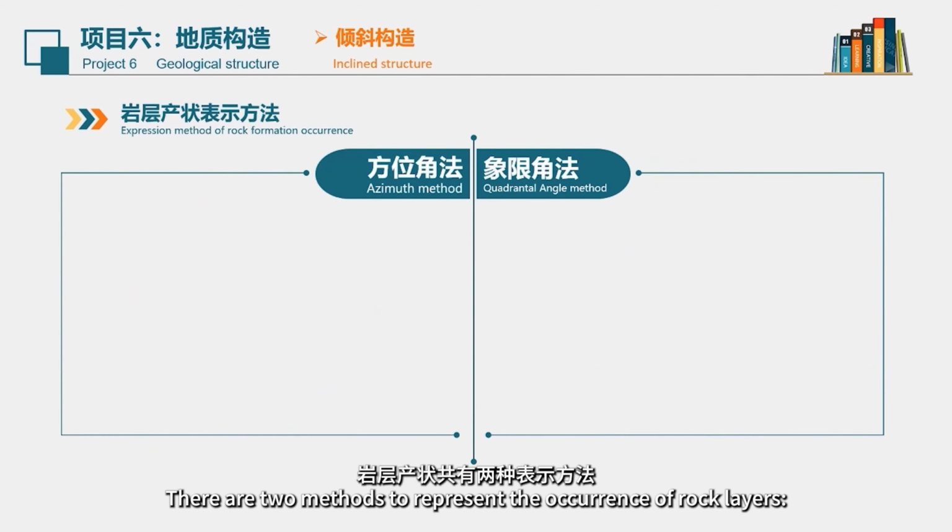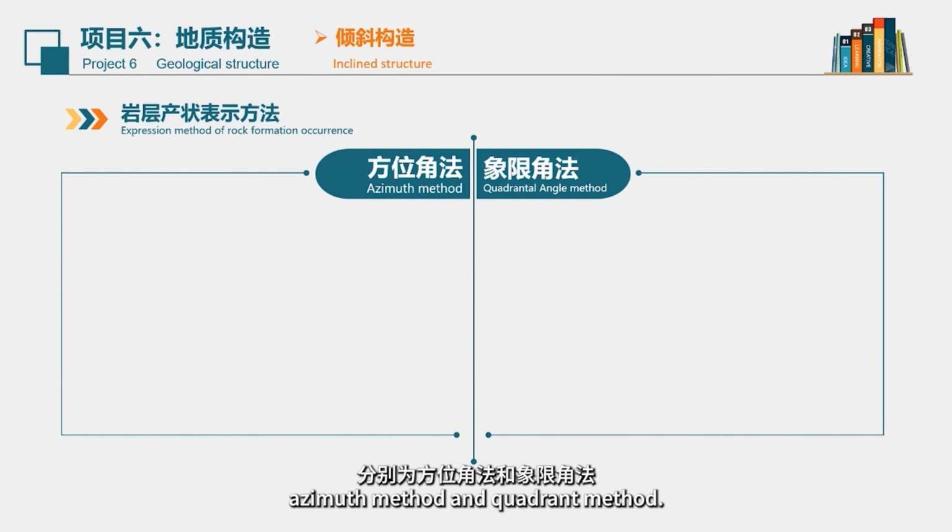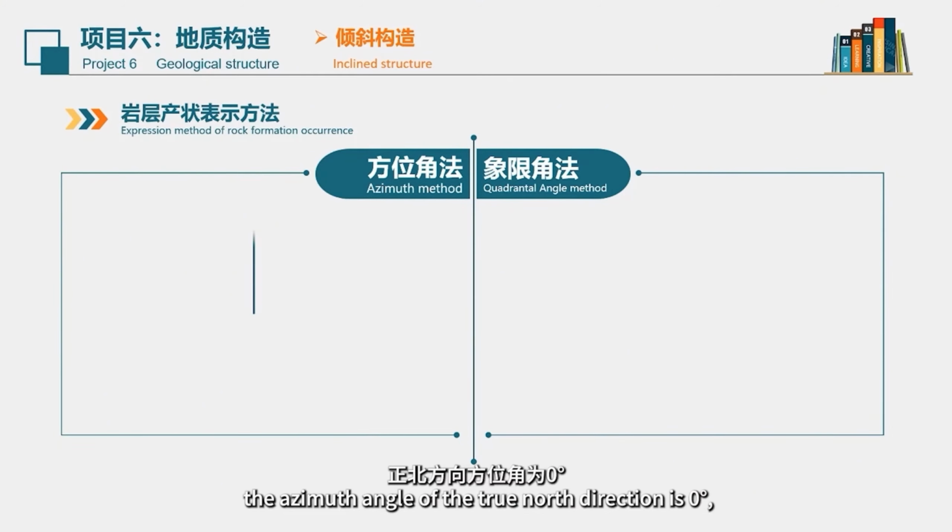There are two methods to represent the occurrence of rock layers: the azimuth method and the quadrant method. What is an azimuth? It is the angle measured clockwise from true north to the target direction, ranging from 0 degrees to 360 degrees. As shown in the diagram, the azimuth angle of the true north direction is 0 degrees.